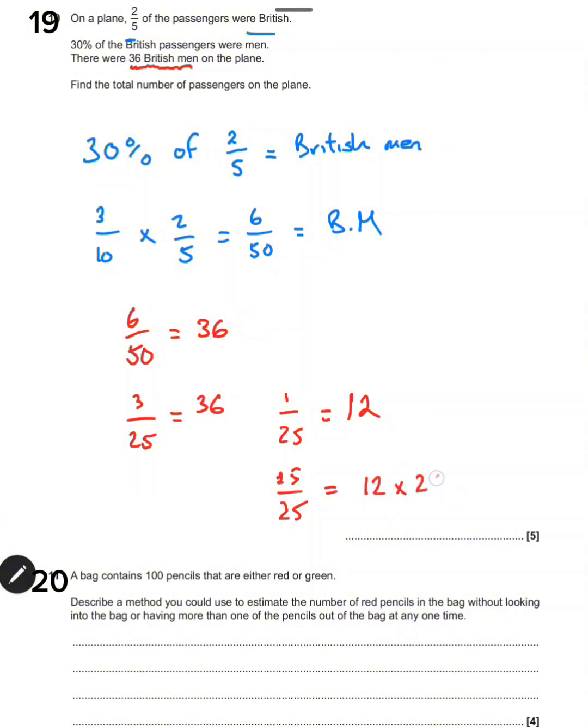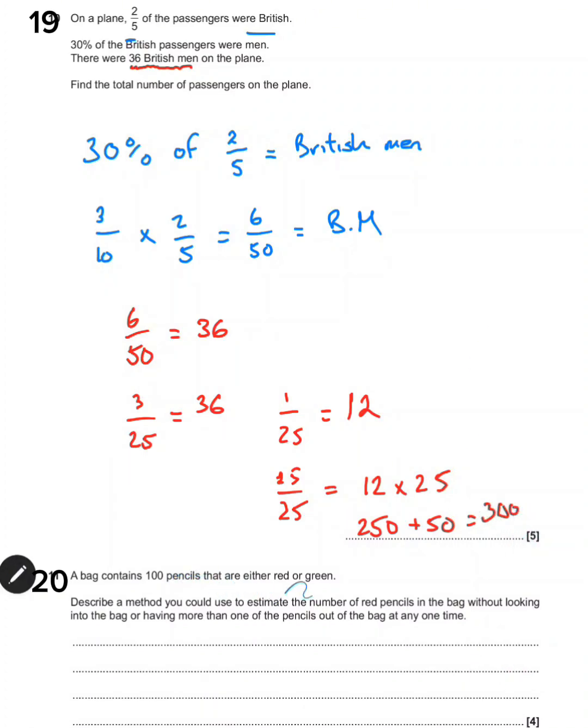Well, 12 times 25. Well, 10 times 25 is 250. And 2 times 25 is 50. And if you add those together, you get 12 25s, which is 300.